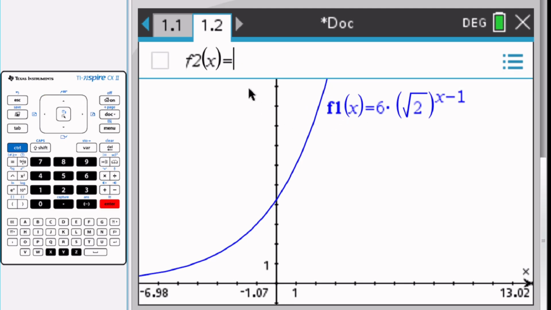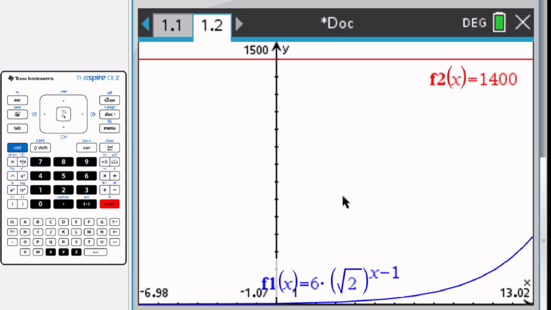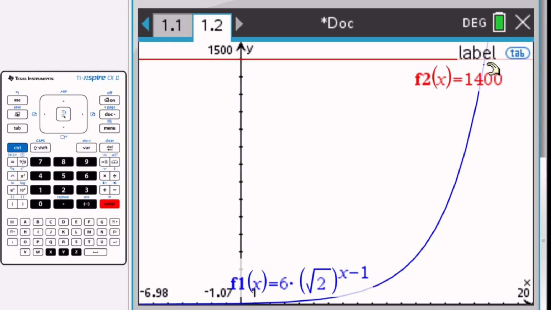Now what we can do is we can also input a second function, and this time 1,400, and press enter. Now we don't see that because it is way off the chart, so I'm going to double click my axis here and just put something larger than that value so we can see it. And it is also slightly off the chart to the right, so let's put 20 in. And now we can see the intersection of the two.